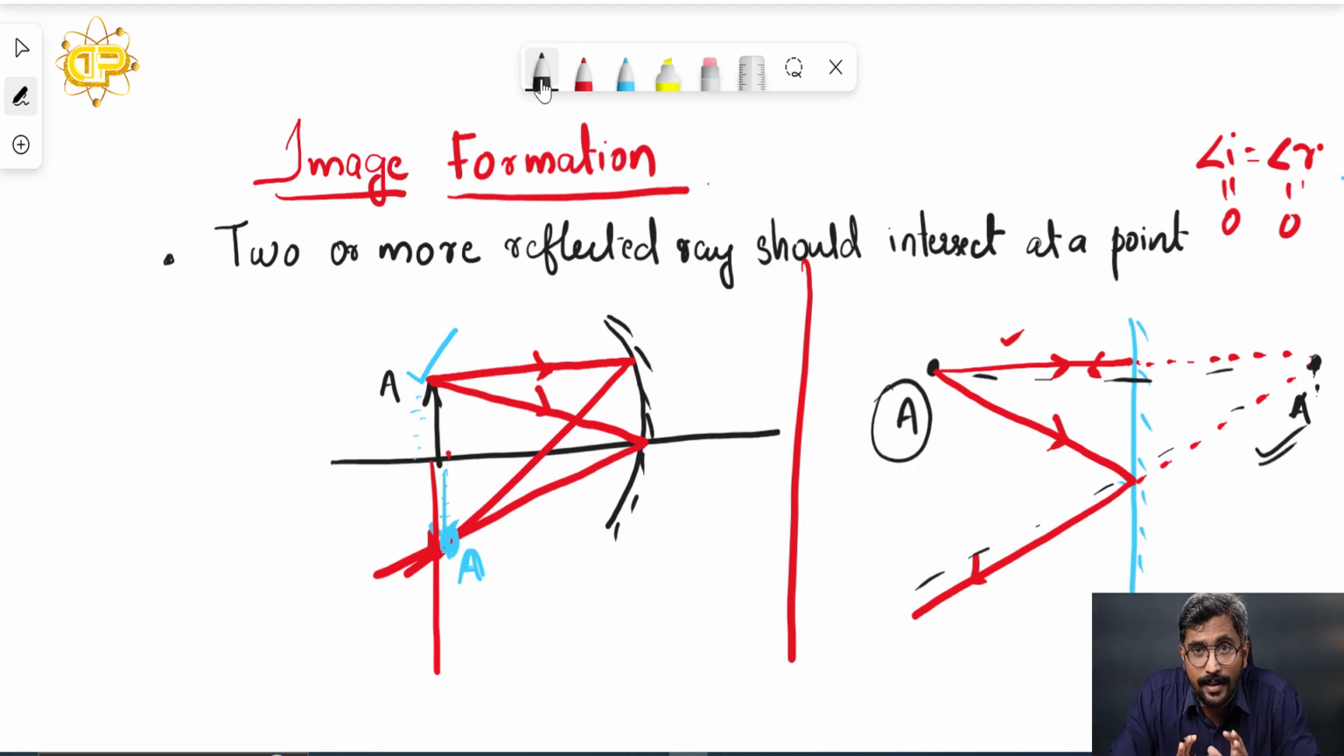So here comes a virtual image. Have they met in real? No, they haven't met. They met virtually, so we call it a virtual image. So this is how a virtual image as well as a real image is formed.